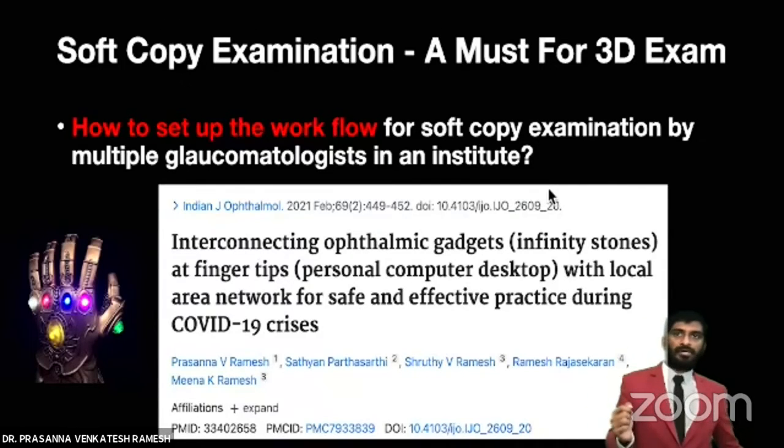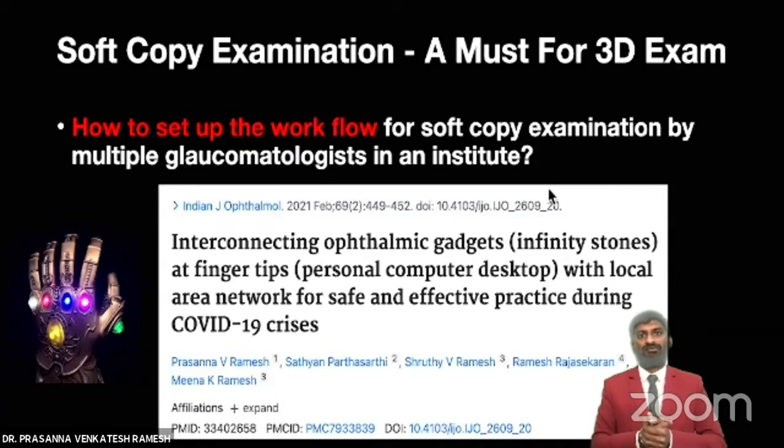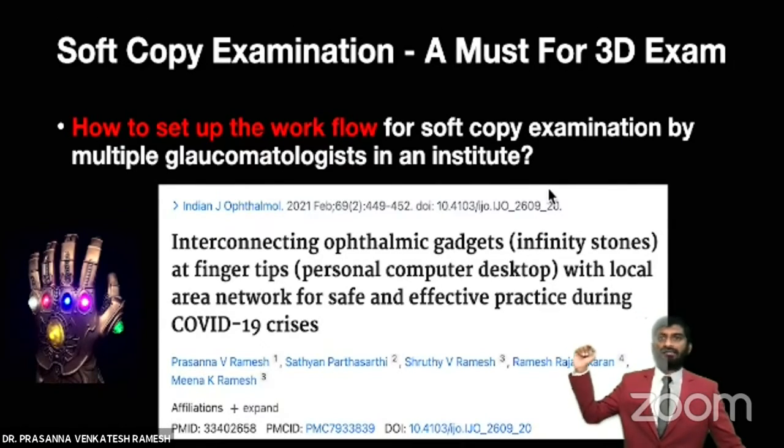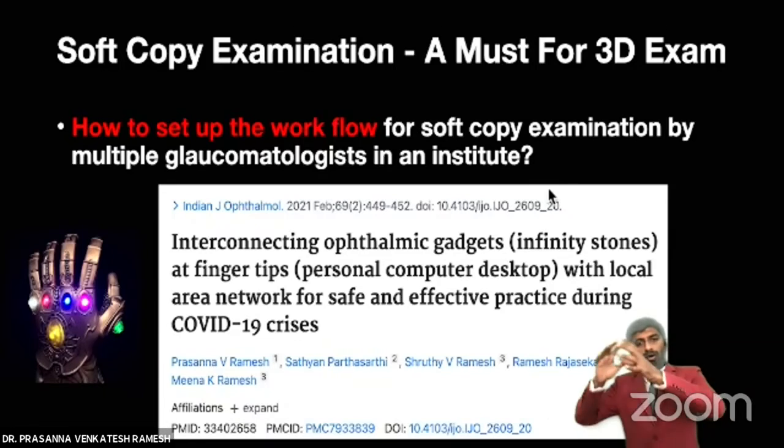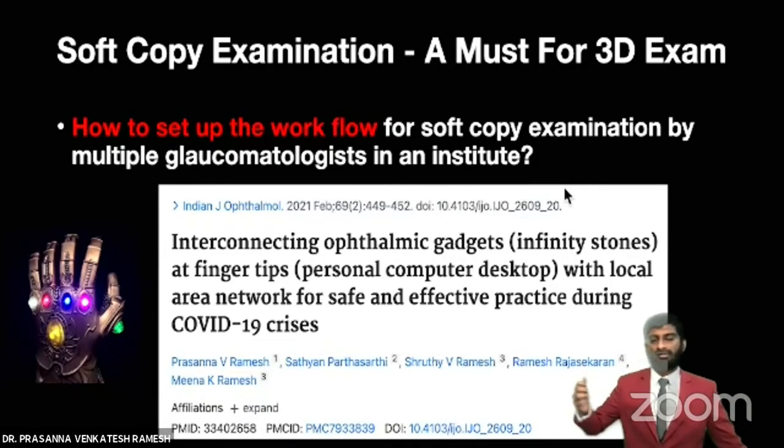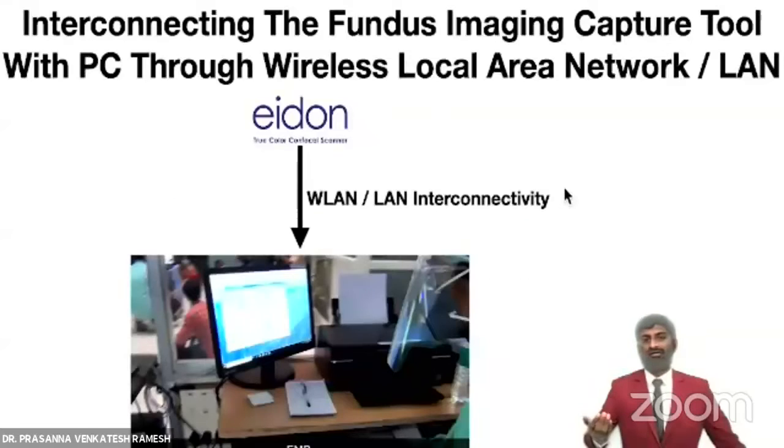As Satyan sir was pointing out, how do we set up the workflow? So myself and Satyan sir, we published a paper in the Indian Journal of Ophthalmology as to how soft copy examination is very important for a glaucomatologist, because there may be 3 cabins, 4 cabins. So one single machine can give you relay for all the 4 cabins, and you can use it maximizing the yield of the fundus photograph.